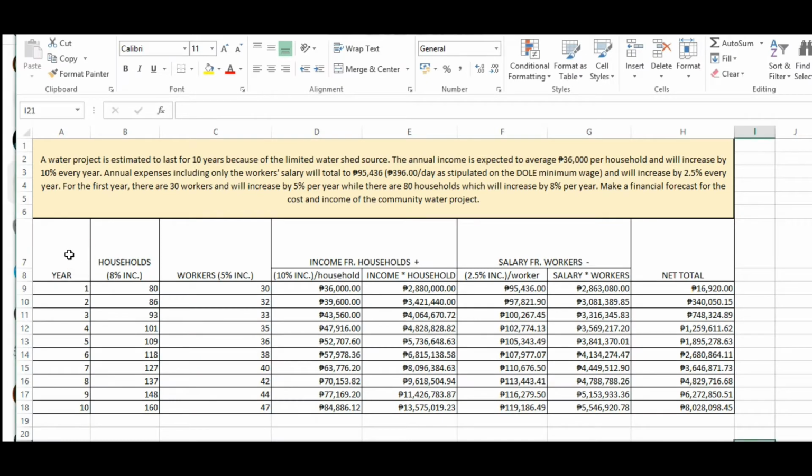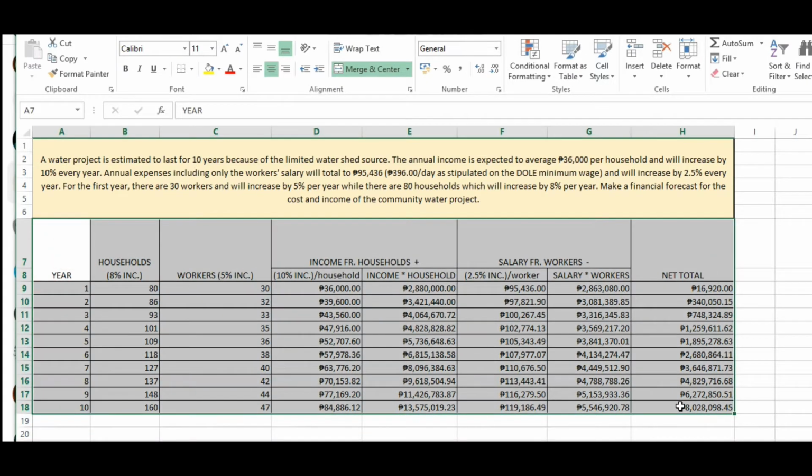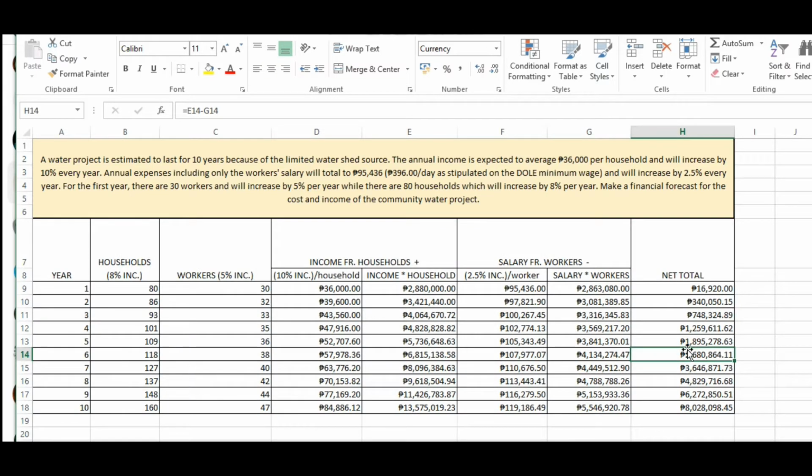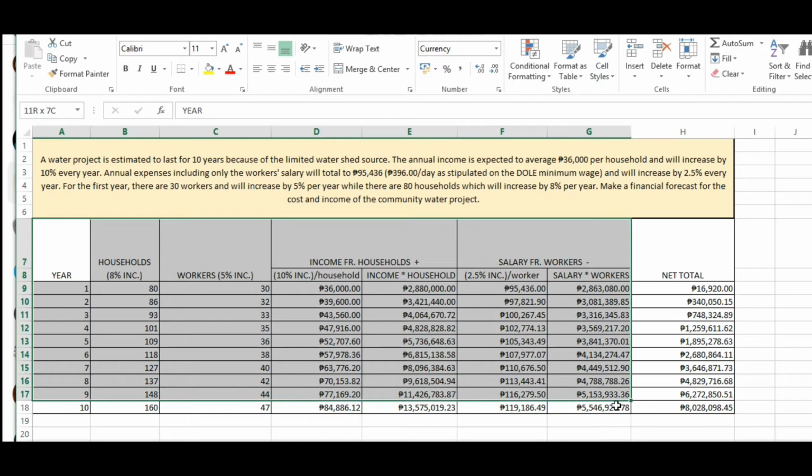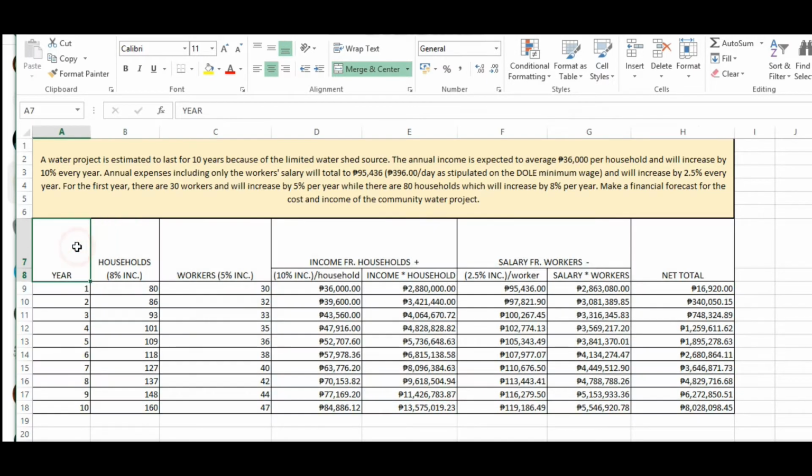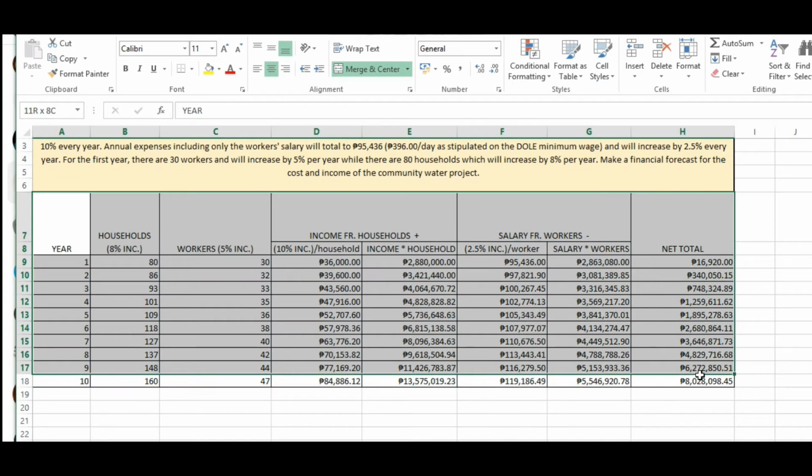So our job here is to make a financial forecast for the cost and income of the community water project. So here is what I've made already. So ito siya, yung table ko. And we'll try to make this one again so that you'll be guided on what to input here in your Excel. So, also, you can copy this one para sa if gusto nyo ilagay or instructions ng prof nyo is to put it in a Microsoft Word or you can convert it also to PDF. So, follow instructions lang. So, these numbers, you do not need to input it again sa any other tool. You can copy paste it na lang. So, let's go.